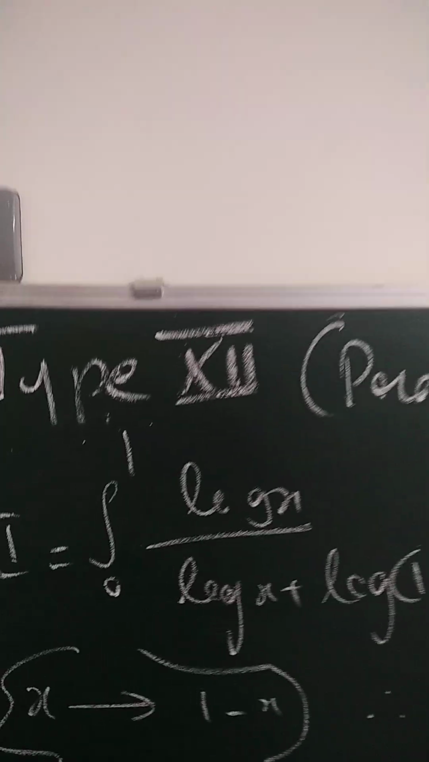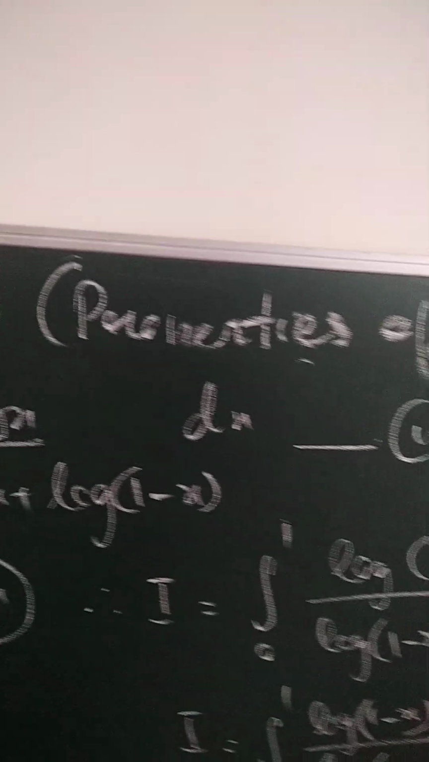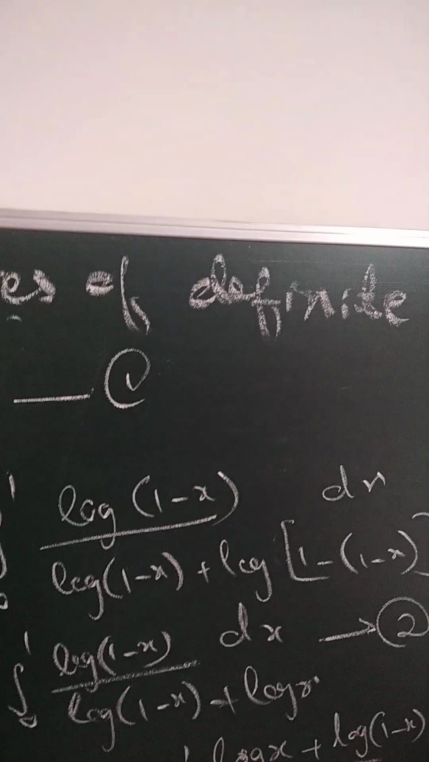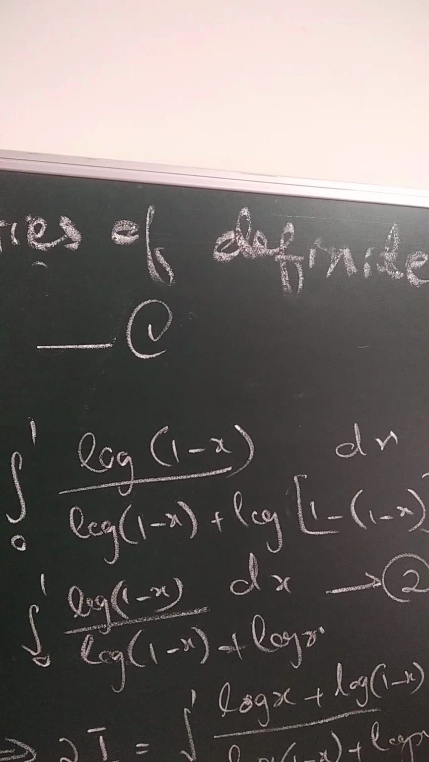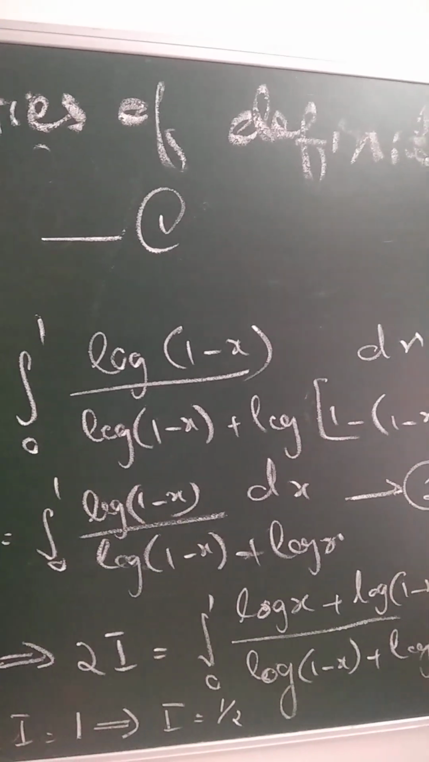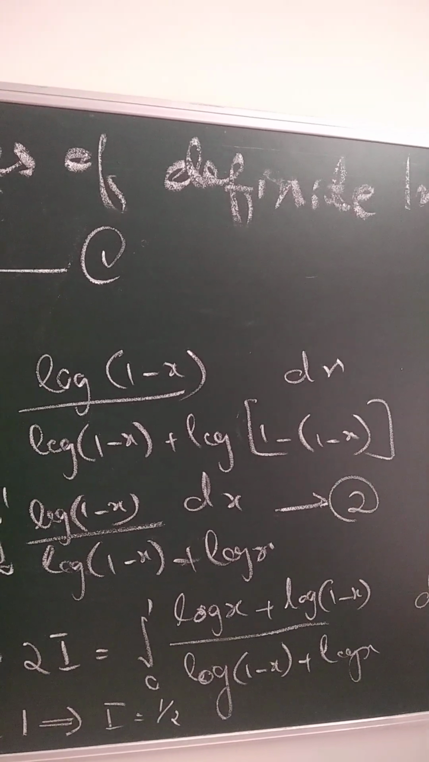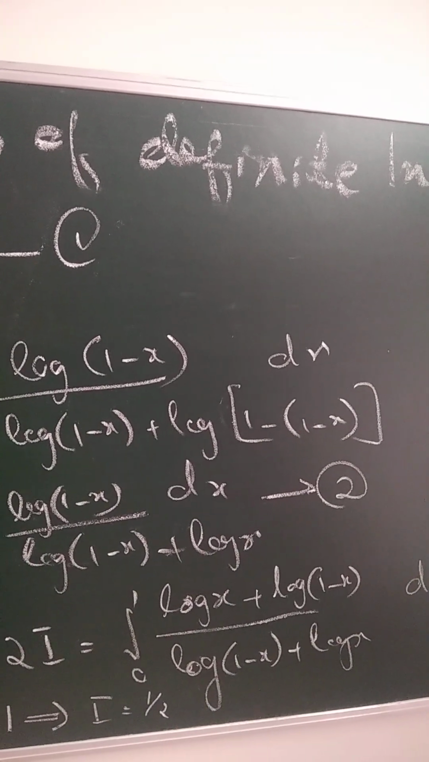Then replace x by upper limit minus x. Wherever x is there, put 1 minus x. Simplify. Name it equation number 2. You add both equations 1 and 2. We get 2I. When we observe, both numerator and denominator are the same, therefore the integral of dx, the integral from 0 to 1 of dx.